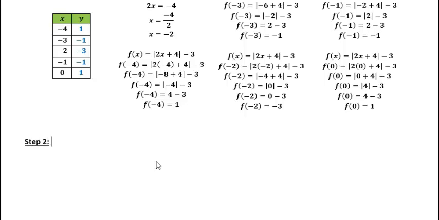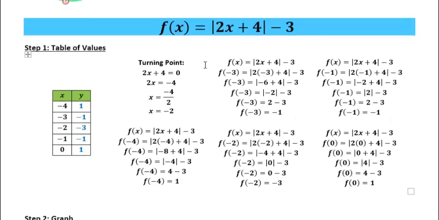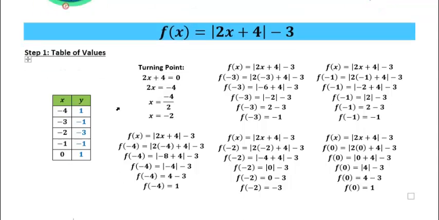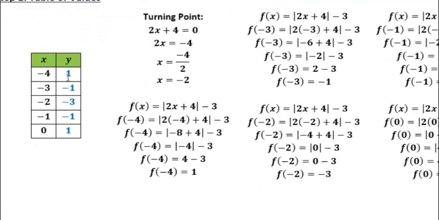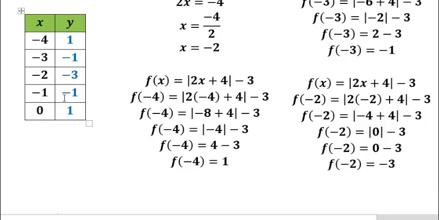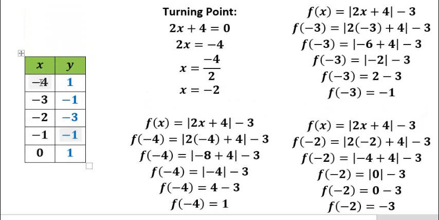Step 2 is basically drawing the graph of the function. In order to do that, we're going to have to work with the numbers that we got in the table of values, and we're going to use them as if they were points, like the -4 and the 1 will be point -4, comma 1, -3 and -1 will be point -3, comma -1, and so on. So we're going to mark these points on a coordinate plane.